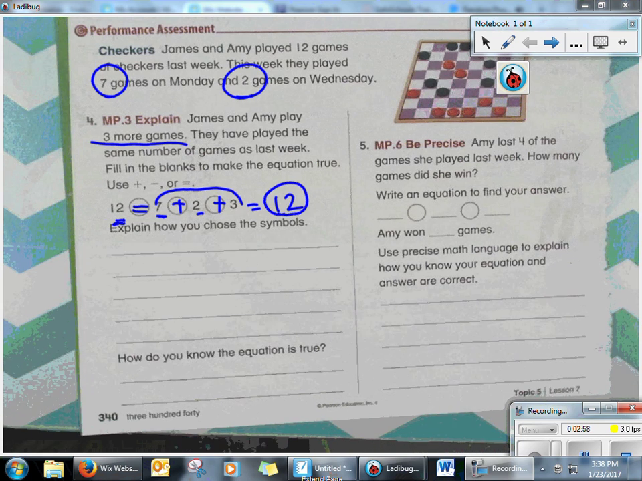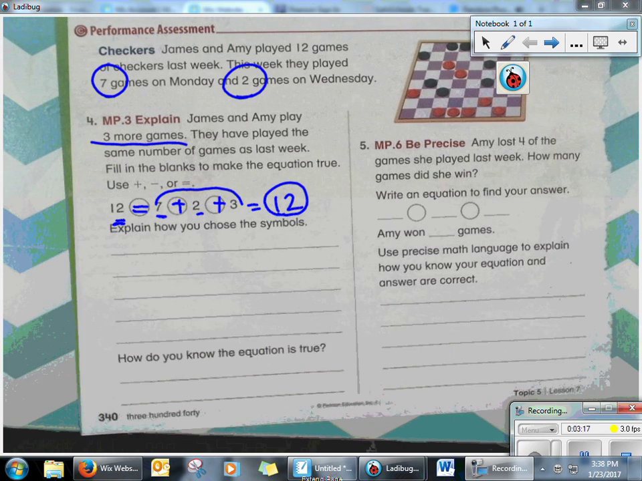And it says, explain how you chose the symbols. What I had the students do is just kind of restate the problem. I know that this is true because 7 plus 2 plus 3 equals 12, and I know that 12 is the same as 12. So you write something along those lines.